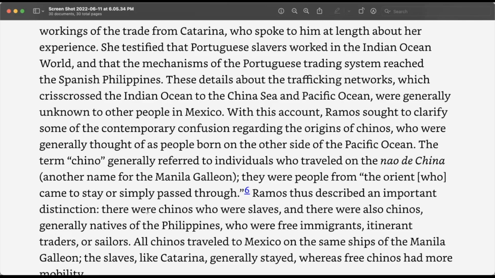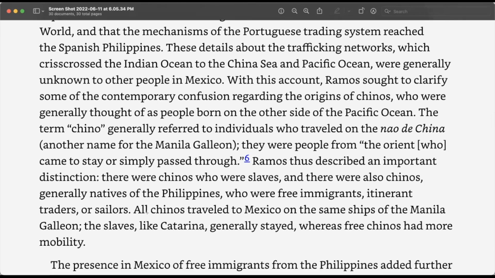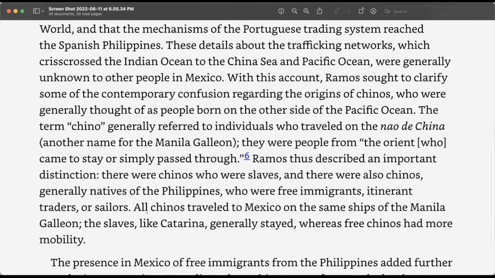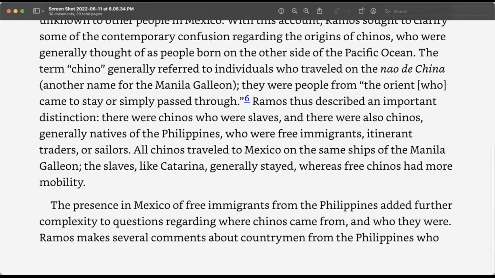Ramos does describe an important distinction. There were Chinos who were slaves, and there were also Chinos, generally natives of the Philippines, who were free immigrants, itinerant traders or sailors. All Chinos traveled to Mexico on the same ships of the Manila galleon. The slaves, like Katarina, generally stayed, whereas free Chinos had more mobility. The presence in Mexico of free immigrants from the Philippines added further complexity to questions regarding where Chinos came from and who they were.